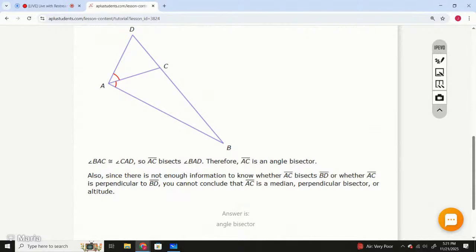AC bisects BAD. So AC is an angle bisector because AC is dividing the angle into two parts, right? And since there is not enough information to know whether AC bisects BD or whether AC is perpendicular to BD, you cannot conclude that AC is a median, perpendicular bisector, or altitude. That is simply an angle bisector.